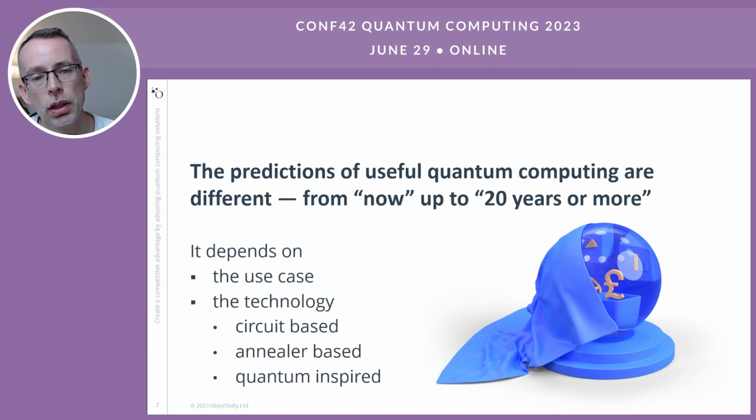Then there are annealer-based quantum computers, which work in a completely different way, which are focused on optimization. So they're kind of single-purpose circuits. And actually they're in a much greater state of maturity, in part because it's simpler, it's easier to scale.